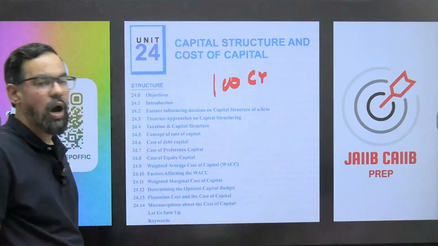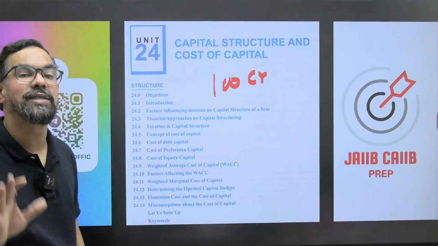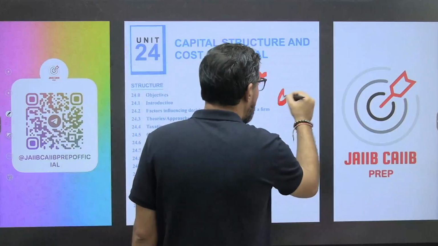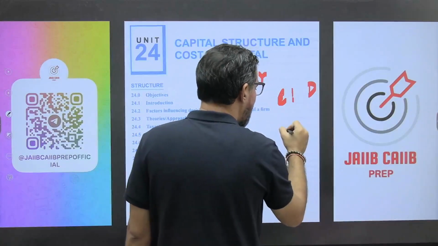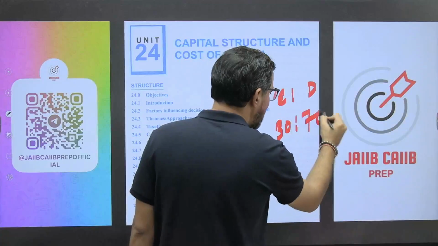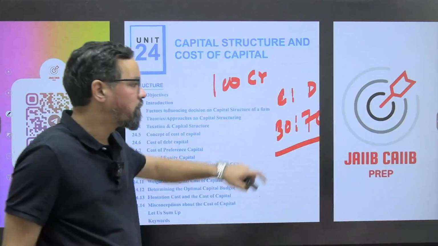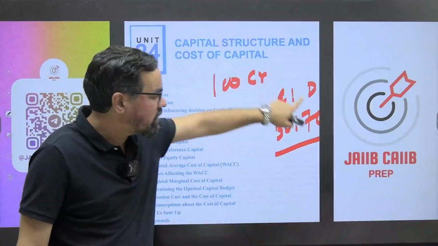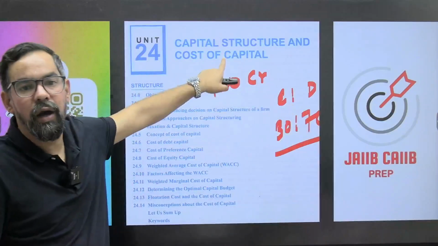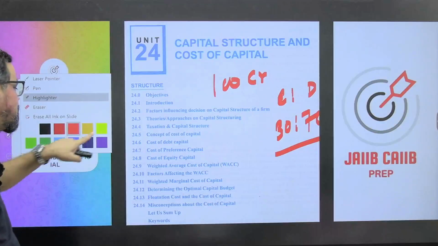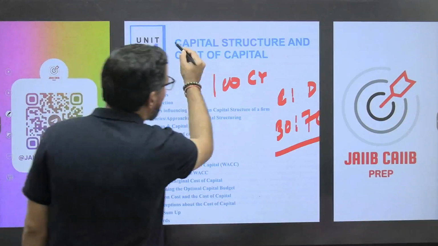Now, how are you going to raise that 100 crore rupees? Let's say we make a plan where the equity to debt ratio is 30 to 70. That means out of 100 crore rupees, 30 crore will be raised through equity and the remaining 70 crore through the debt portion. This ratio is generally known as your capital structure.